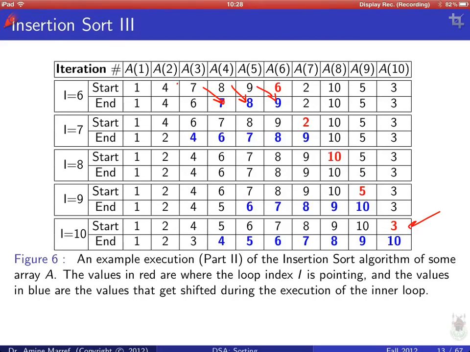After we stop the shifting, either because we have reached a value which is smaller or because we have reached the beginning, what we do is insert the value that we have stored here in its correct position. Now, why do we store this inside this variable? Why?